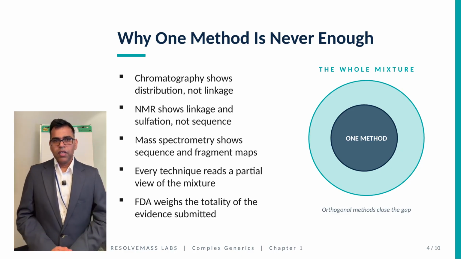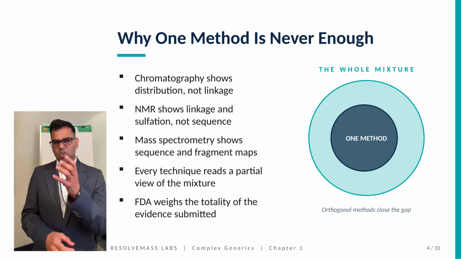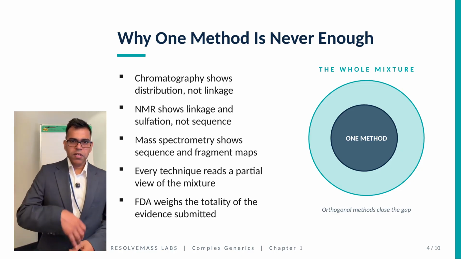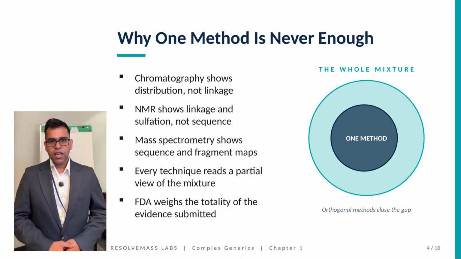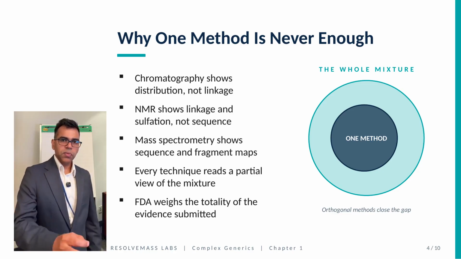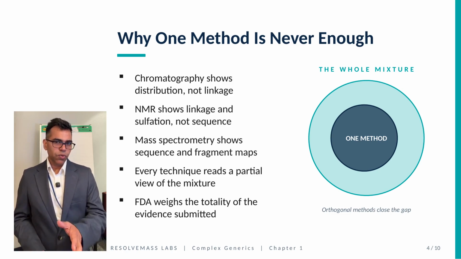So here is the problem that creates. For a complex mixture, no single method sees the whole molecule. Chromatography gives you distribution, NMR gives you linkage and sulfation pattern. Mass spectrometry gives you sequence and fragment maps. Each one is a partial view.